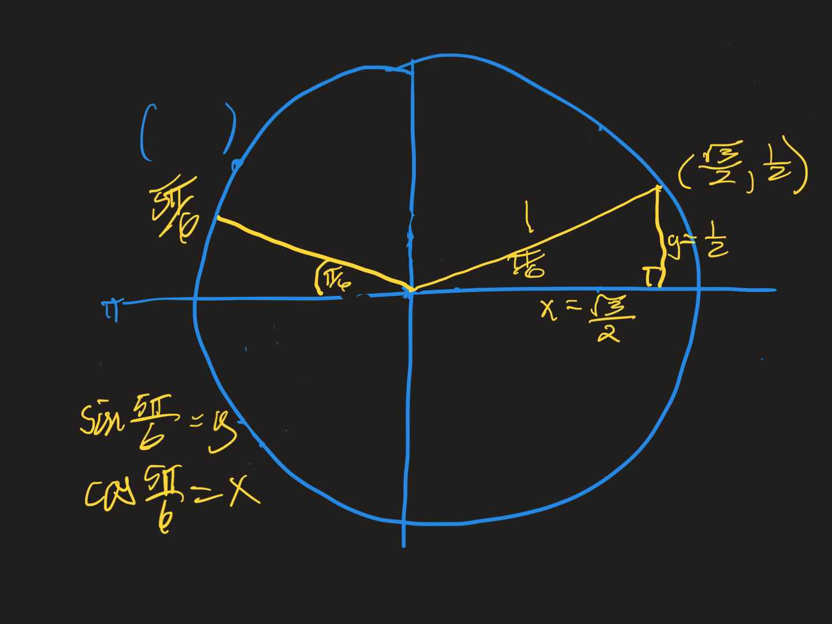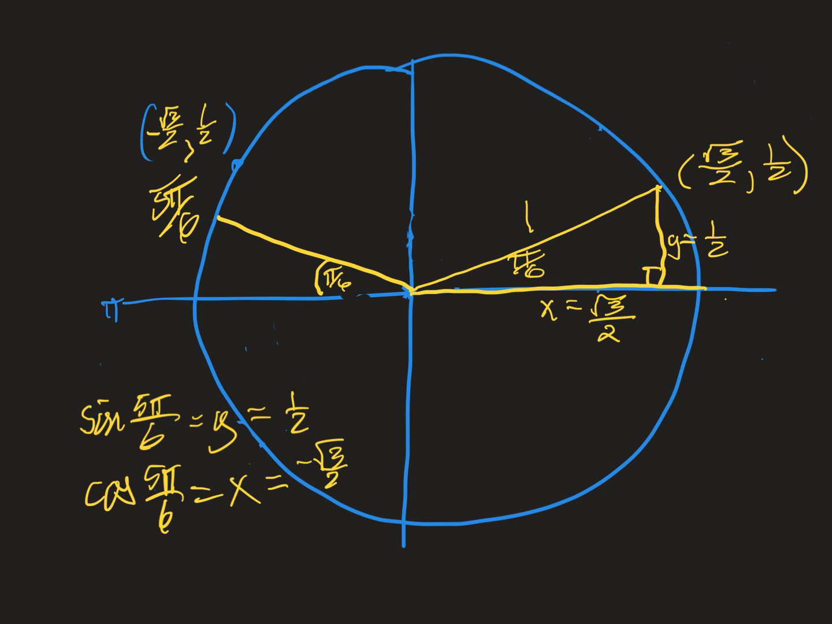Now that we're in the second quadrant, we know that the x value will be negative and the y value is still positive. So the x value is negative square root of 3 over 2, and the y value is 1/2. Therefore, the sine of 5 pi over 6 is 1/2, and the cosine of 5 pi over 6 is negative square root of 3 over 2. And you can do this with any special angle.